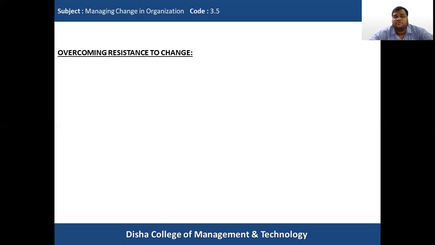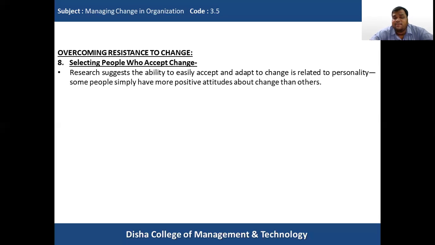Another way to overcome resistance to change is by selecting people who accept change. Research suggests that the ability to accept and adapt to change is related to personality. Some people simply have a more positive attitude about change than others. So we have to select people into the organization who generally accept change or who are ready to change at any point. It should be in the personality of these employees that it is easy for them to accept any change. Some people simply have a positive attitude towards everything, and they are the right people who can accept change.